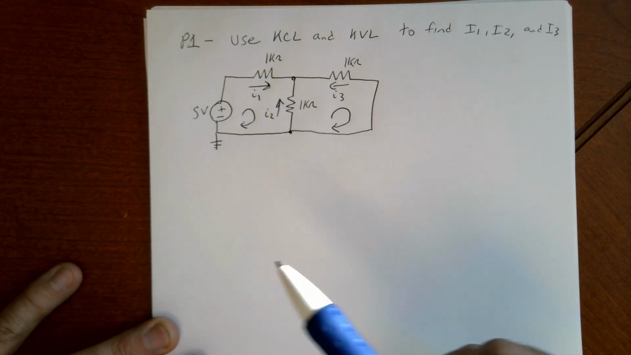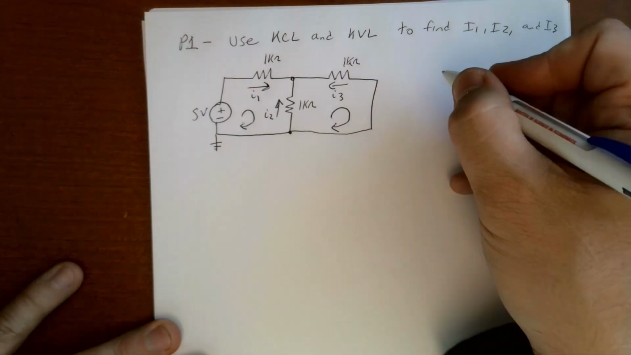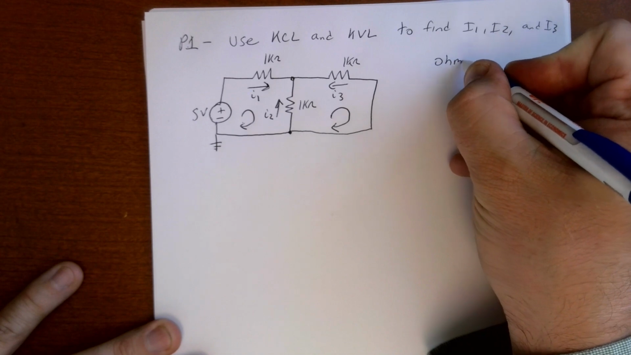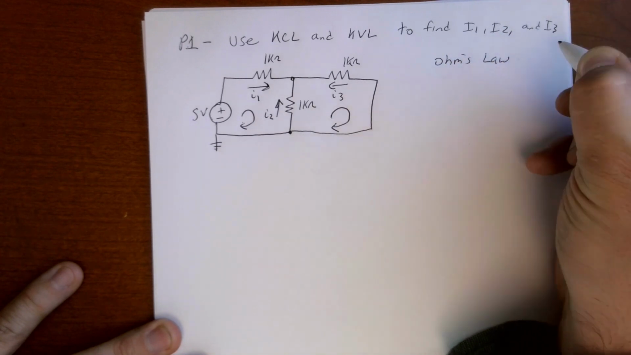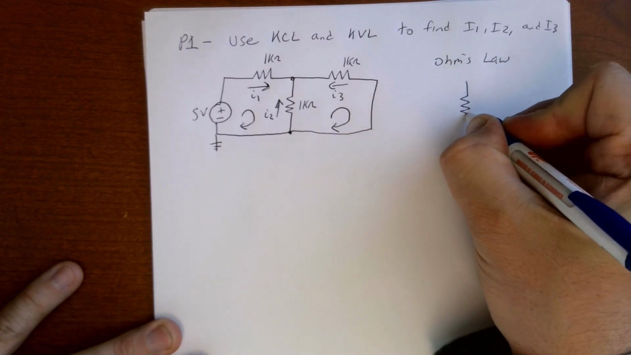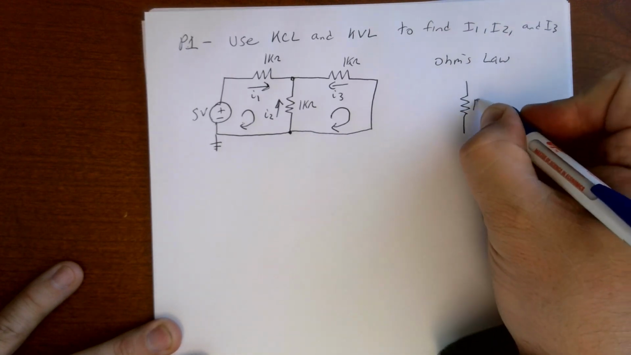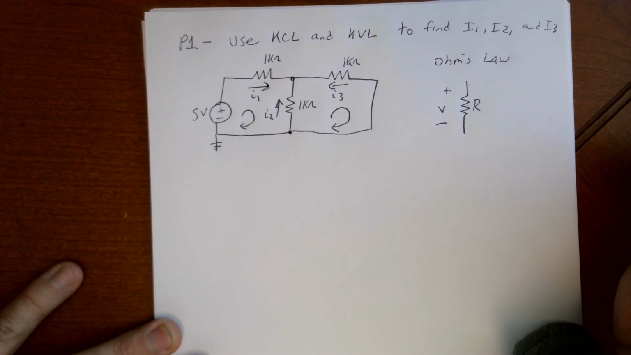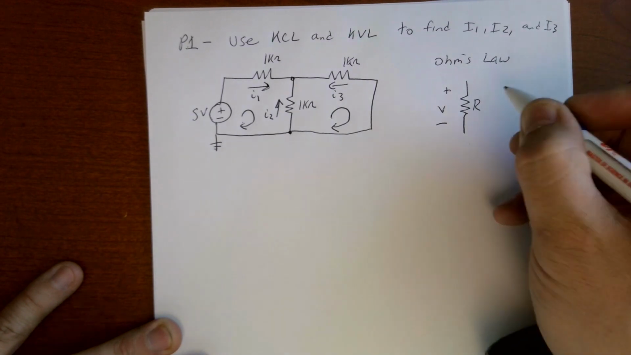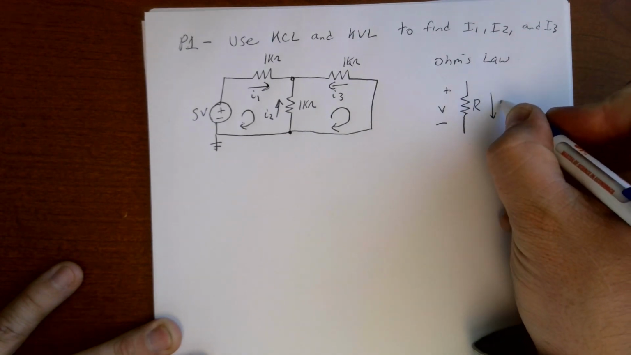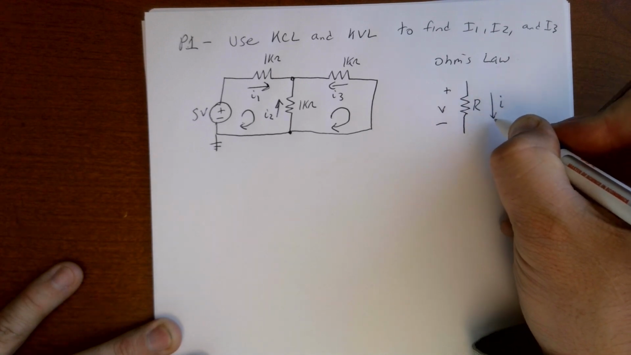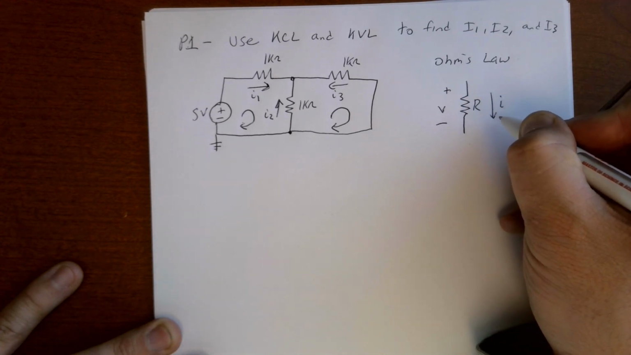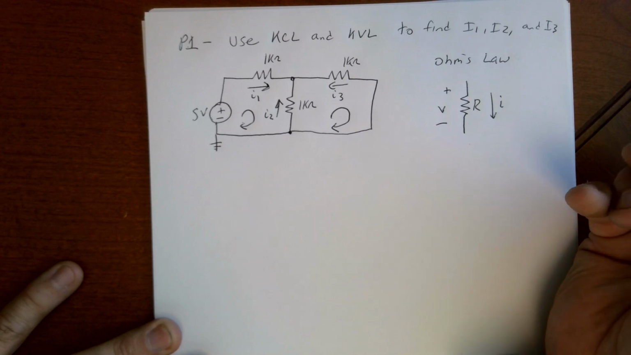Okay. So first thing we can always do is write down our good old friend Ohm's law, and remember the way we define it in the class. If we have resistor R and we have some voltage drop V, the current is always defined as flowing from positive to negative. Now this becomes very useful because we want to keep our signs straight.